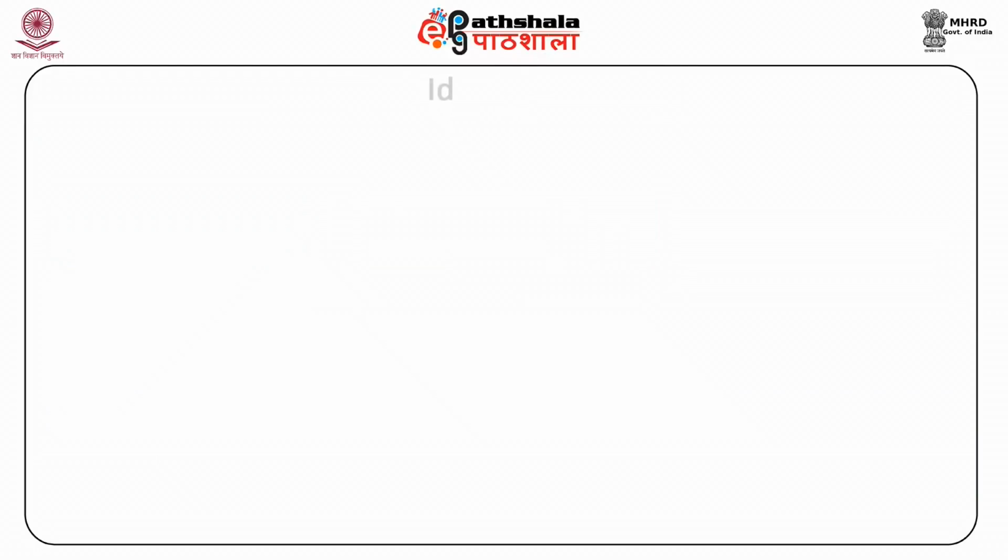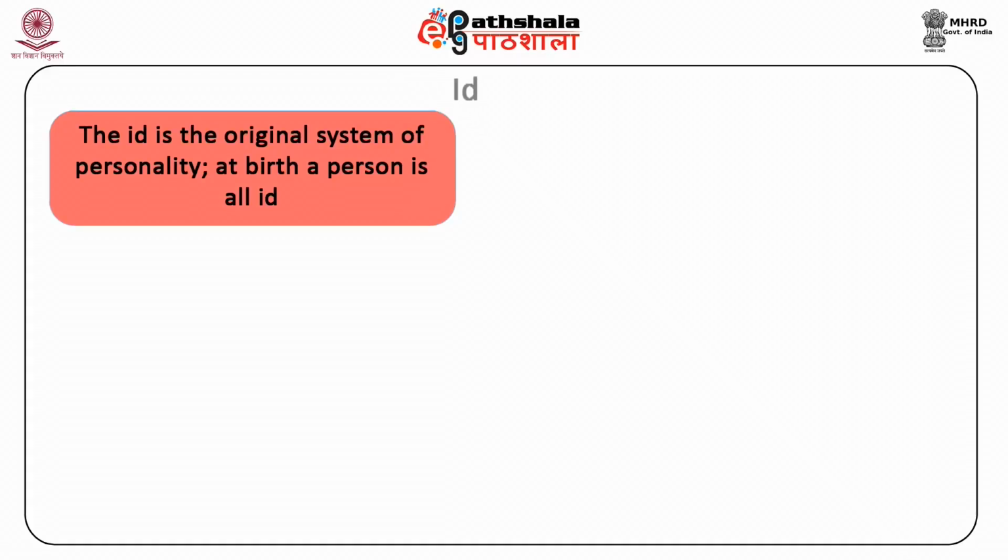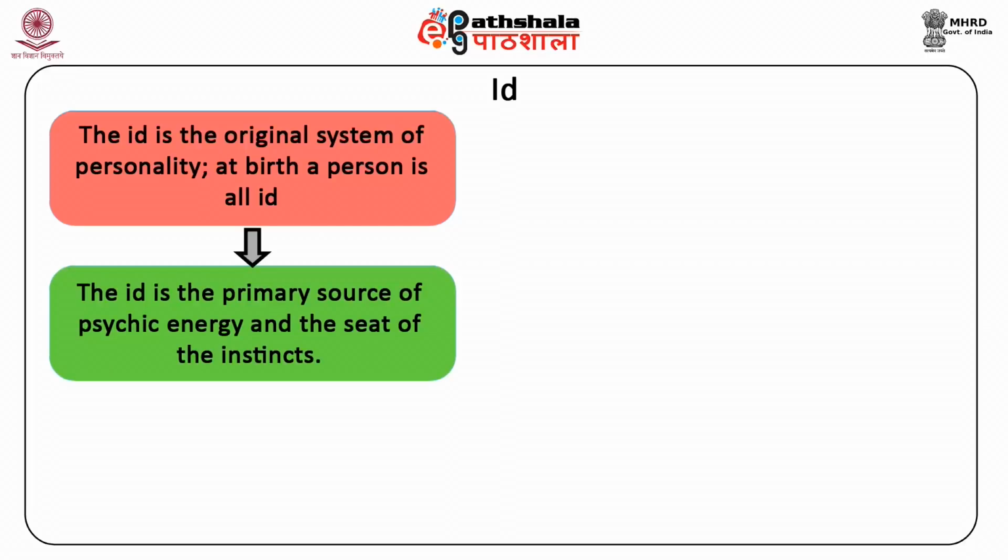The id. The id is the original system of personality. At birth, a person is all id. The id is the primary source of psychic energy and the seat of the instincts.